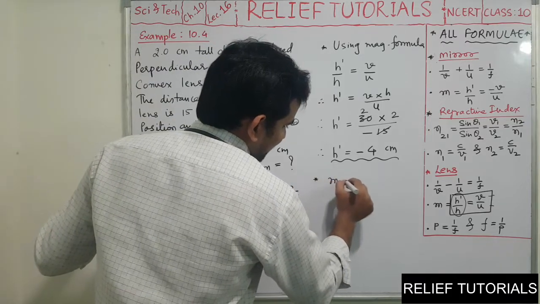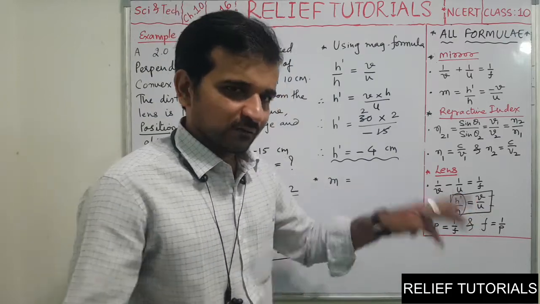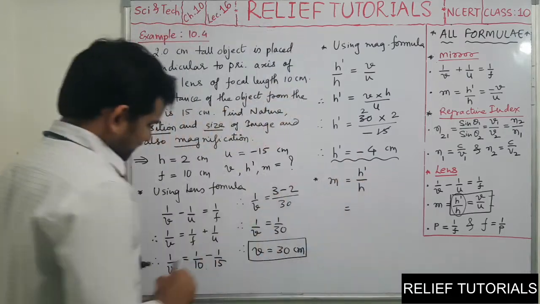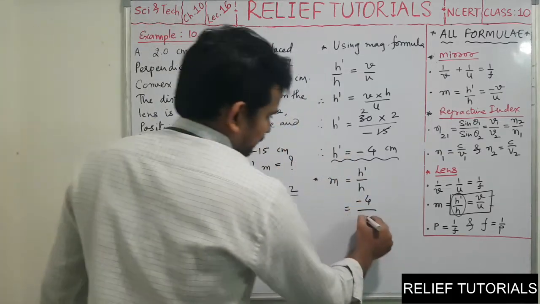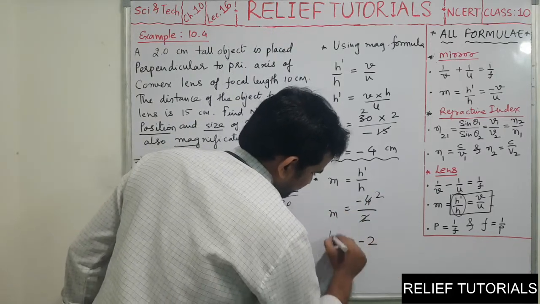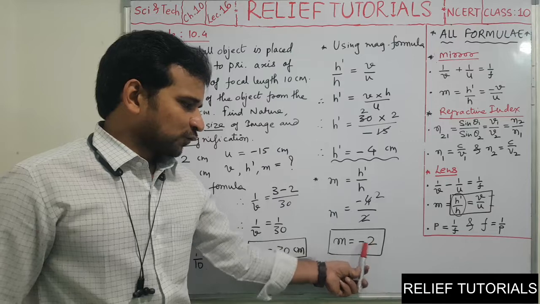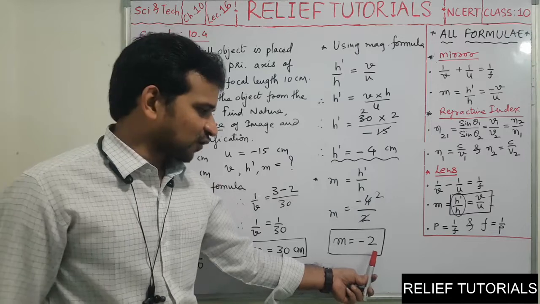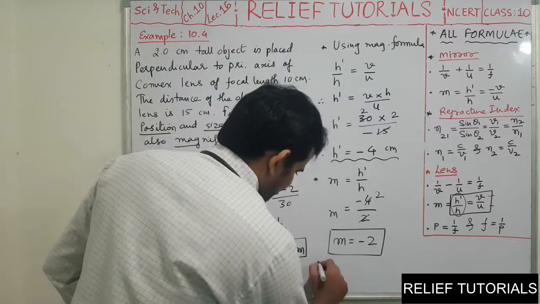For the magnification formula m, we can use h dash by h also, or we can use v by u, because we have all the information. h dash by h, h dash is minus 4, h is 2. So m is equal to minus 2. So the magnification here is minus 2. Again from the answer we can say 2 means the size of the image is 2 times larger than the object, and minus means real and inverted. So the final answer we can write like this.